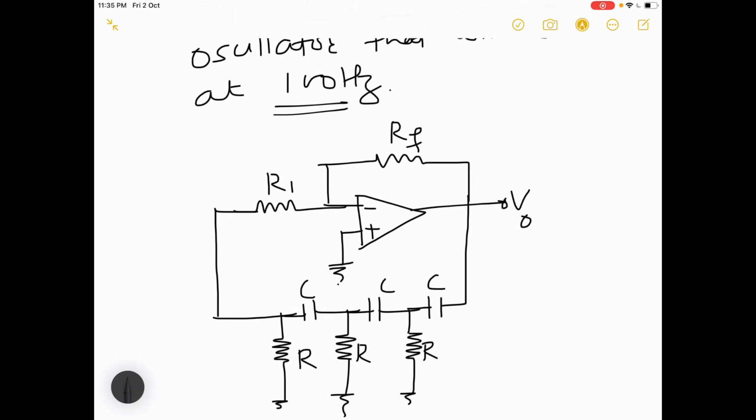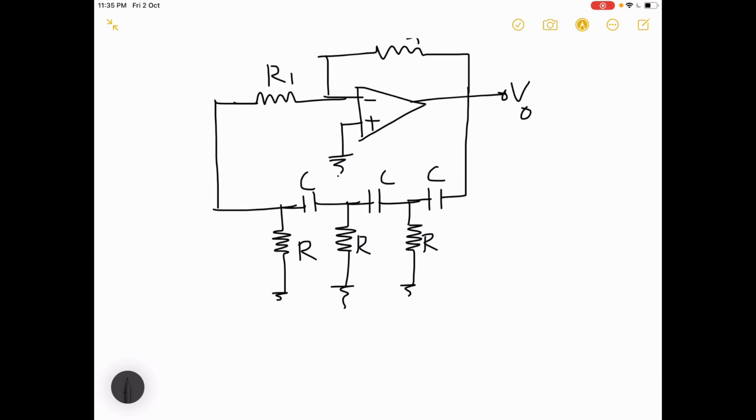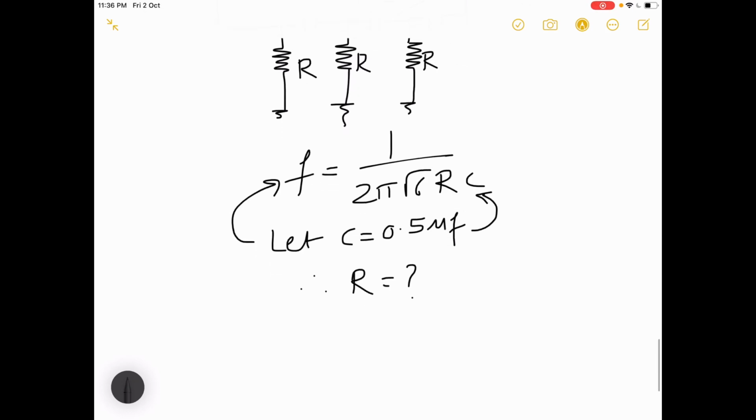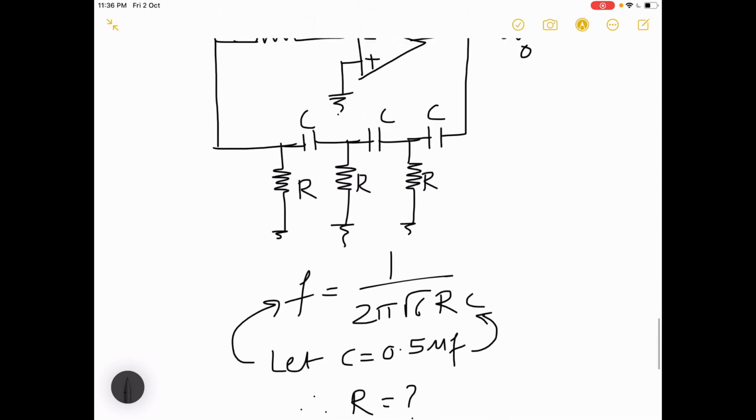So what I want are R values, C values, R1 and RF. Okay, and I have the frequency formula. So F is equal to 1 upon 2 pi root 6 RC. Okay, so I am assuming let C is equal to 0.5 microfarad. So put the value of C here, you know the frequency, put the values and calculate the R. So from this your R will be 1.3 kilo ohms.